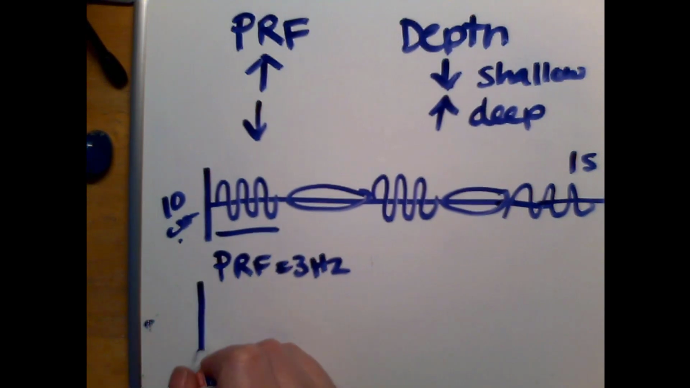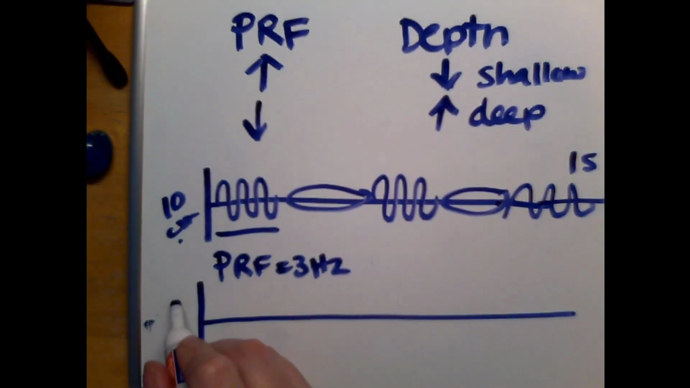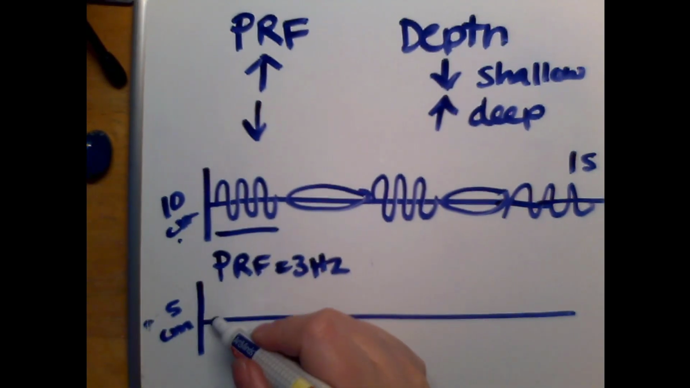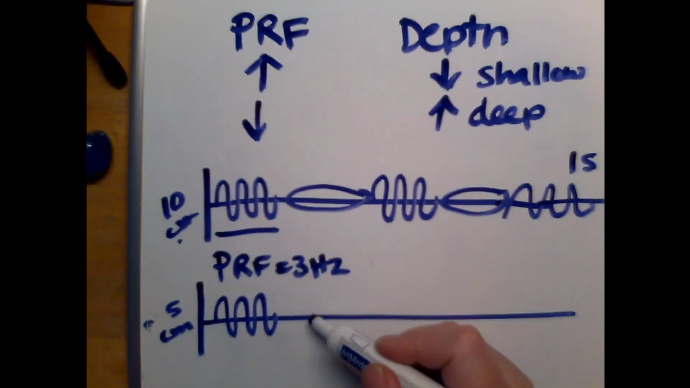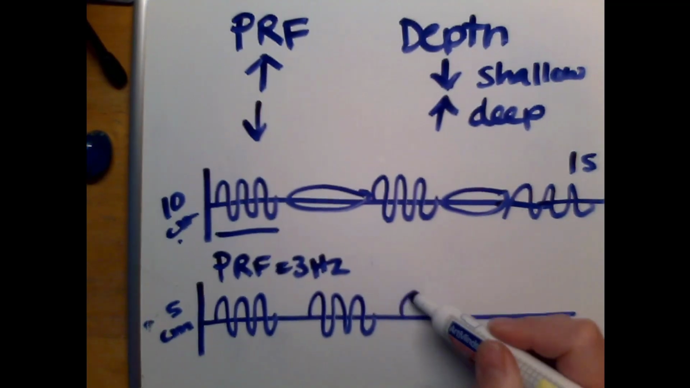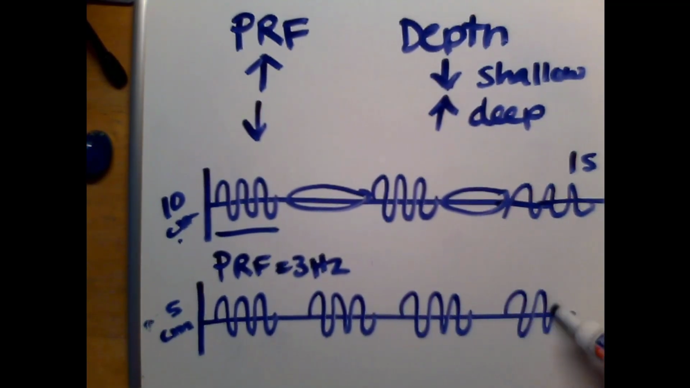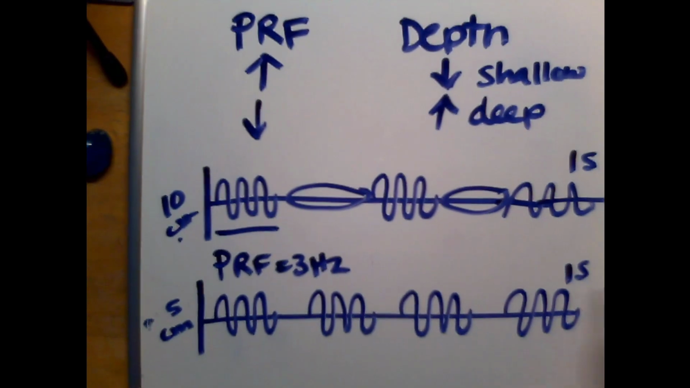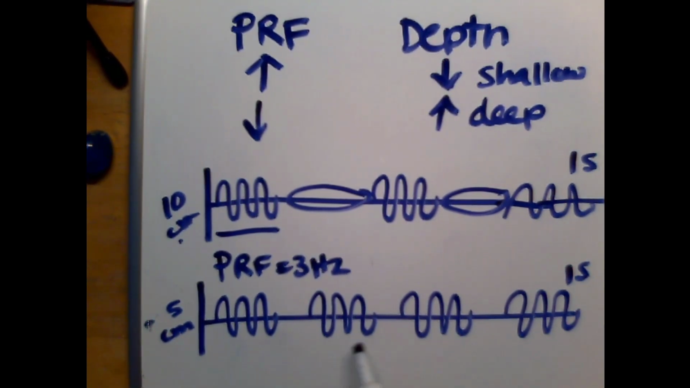Let's say then that we have the sonographer adjust their depth, reduce it to 5 centimeters. Now we're imaging a little bit more shallow. So now the pulse can go out. It doesn't have to wait nearly as long to send another pulse. So again, this is all over 1 second. We can just count 1, 2, 3, 4. Now the PRF equals 4 hertz.